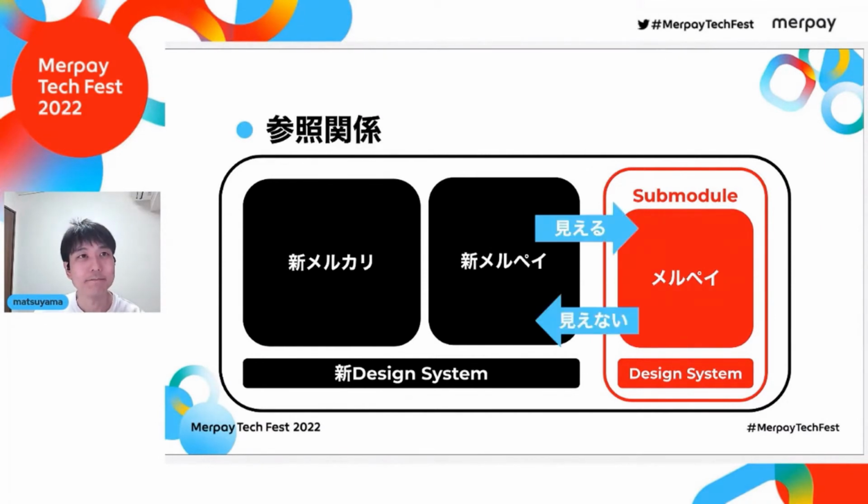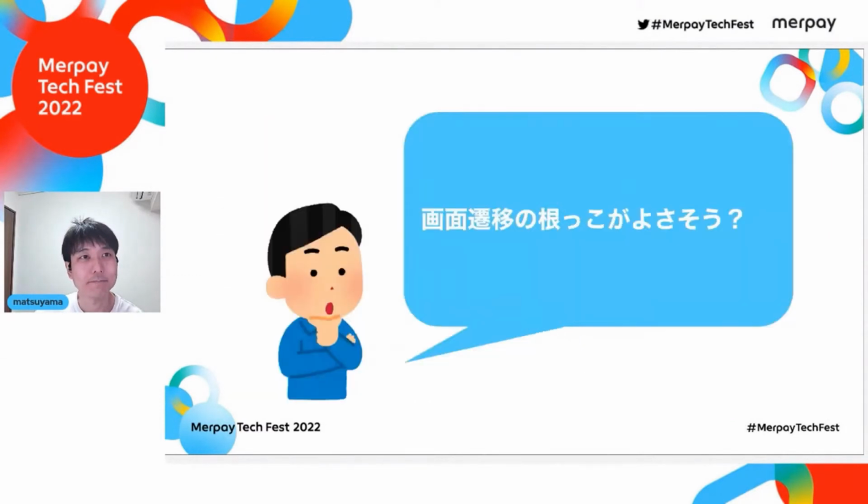So then the reference relation is that the new Merpay is visible to the new Merpay, but the new Merpay is basically invisible to the old Merpay. Of course, there is dependency inversion or other methods, but it is not visible as it is. So I think that the root of the screen transition may be easier.